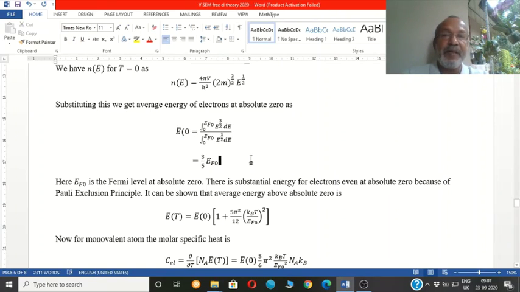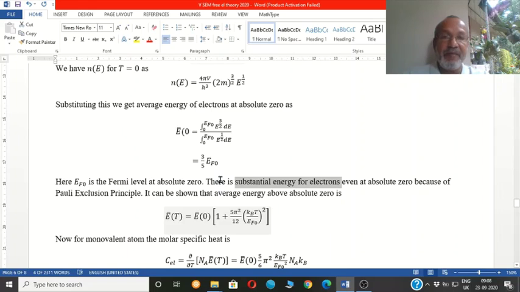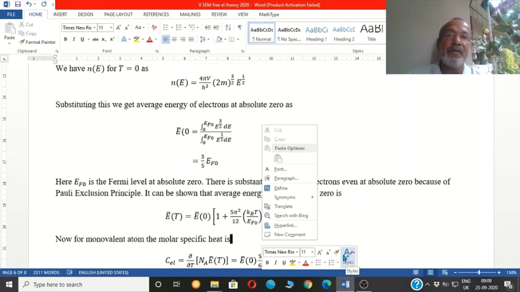That will be a pretty high energy because all electrons cannot go to the lowest energy level because of the Pauli exclusion principle. Once the lower energy levels are filled, then remaining electrons have to go to higher and higher levels. So even at absolute zero, there is a sufficiently large quantity of energy for the electrons. So average energy will be a substantial energy in the case of free electrons, and that is given by 3 by 5 EF0. In order to find the specific heat, we have to find the total energy above absolute zero.